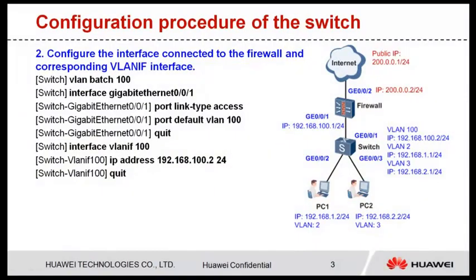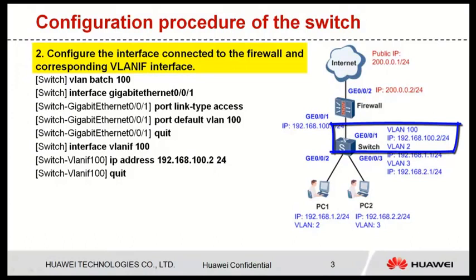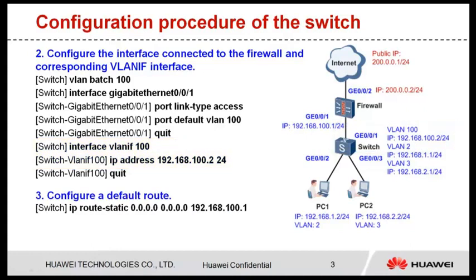Step 2. Configure the interface connected to the firewall as an access interface and add it to VLAN 100. Configure the corresponding VLANIF interface. The IP address of VLANIF 100 is 192.168.100.2. Step 3. Configure a default route. The next hop address of the default route is 192.168.100.1. That is the IP address of the firewall interface.